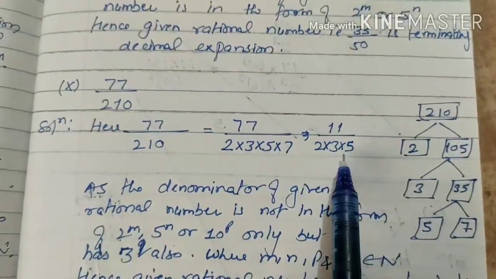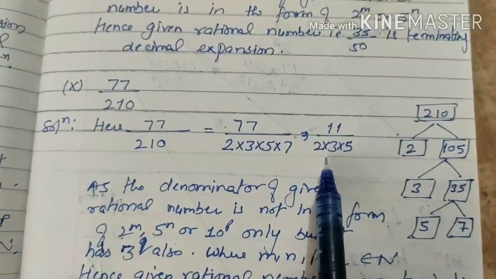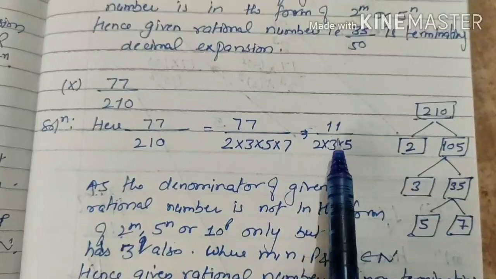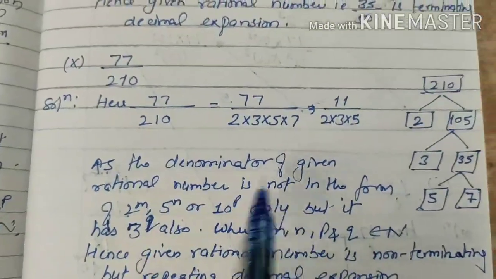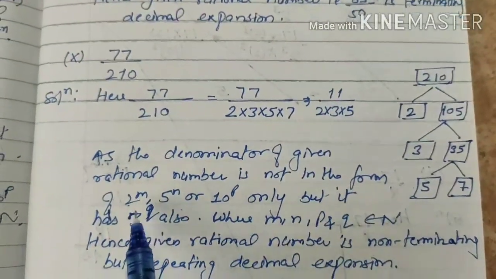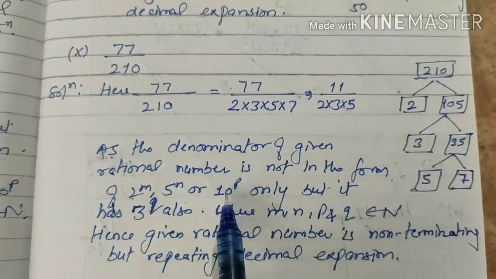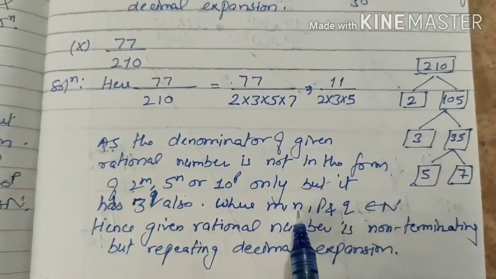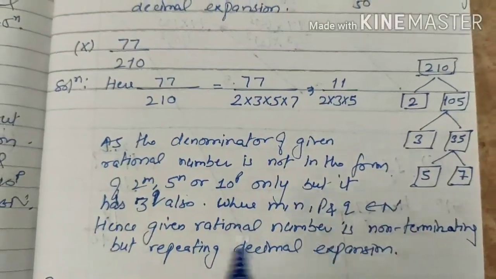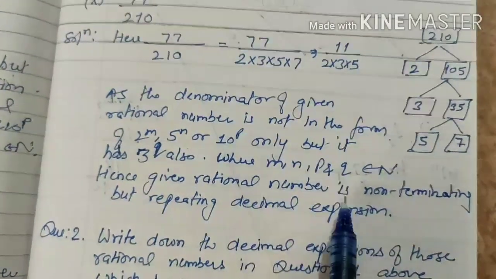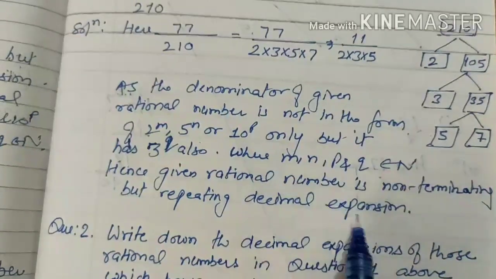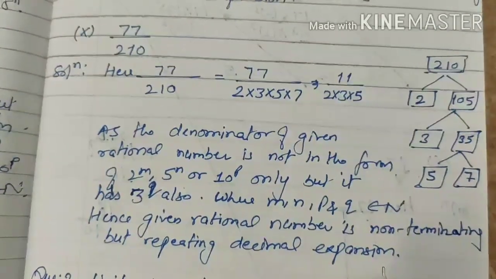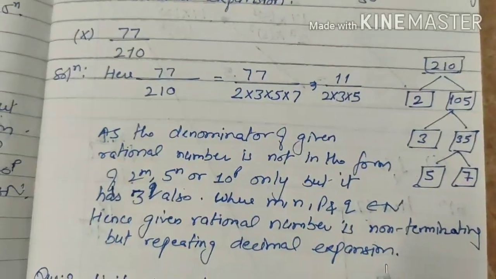So here you can see the denominator is not only in the form of powers of 2 and 5, it also has a prime factor 3. So as the denominator of the given rational number is not in the form of 2 raised to power m, 5 raised to power n or 10 raised to power p only, but it has 3 raised to power q also, where m, p and q belong to natural numbers, hence the given rational number has a non-terminating but repeating decimal expansion. This is all about question number 1. You can pause the video and note it down.